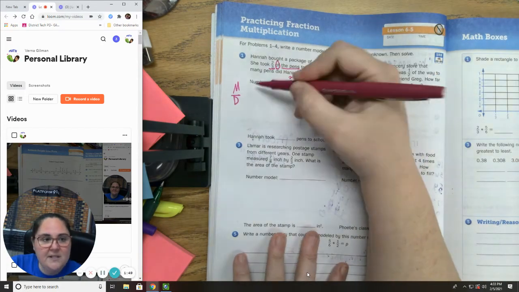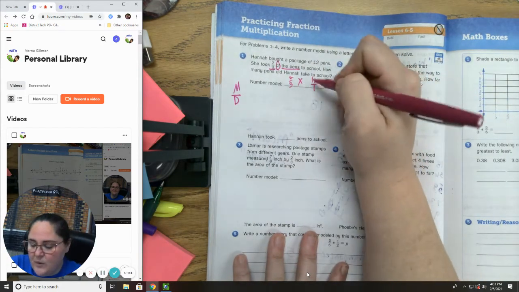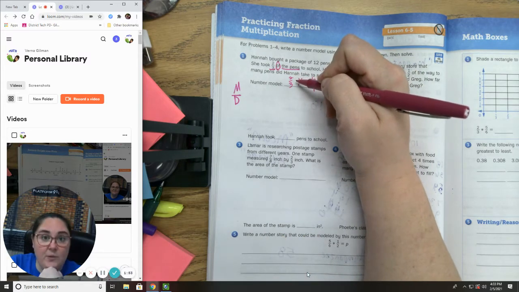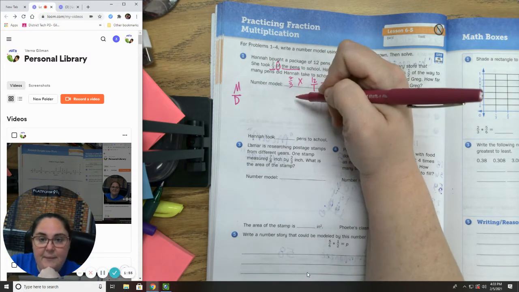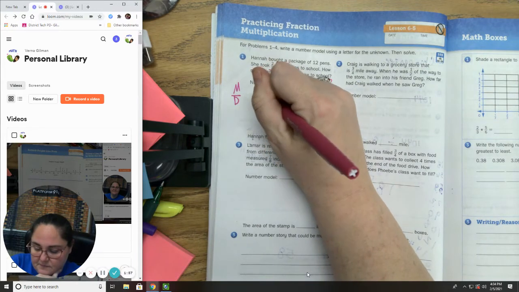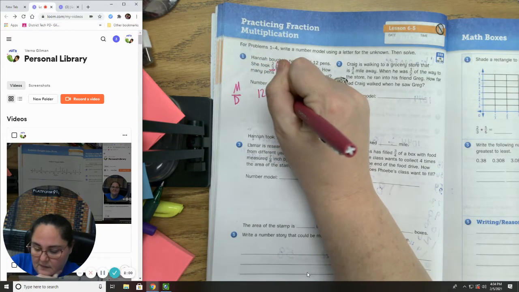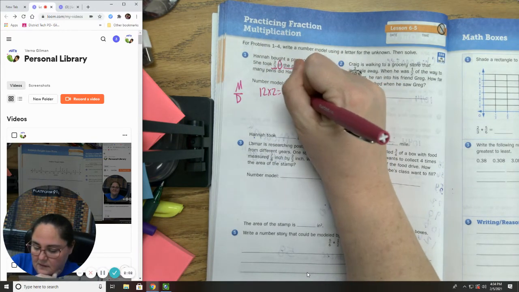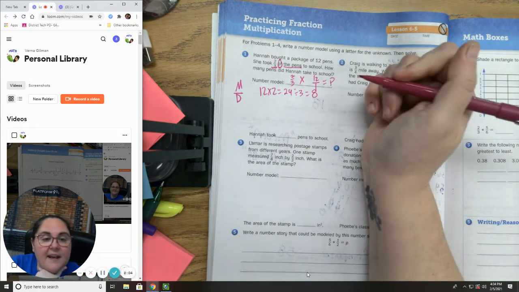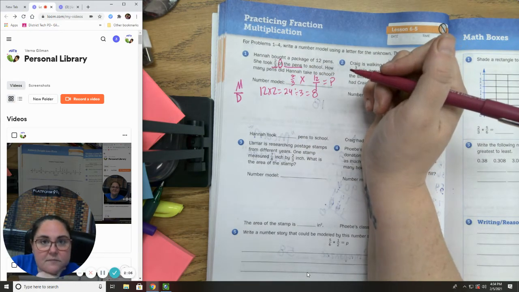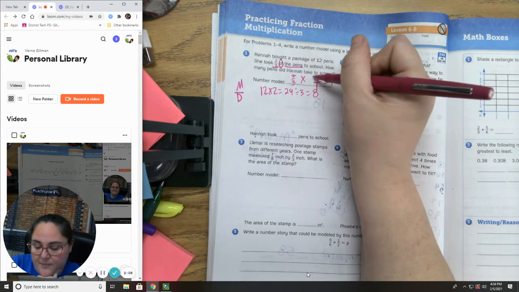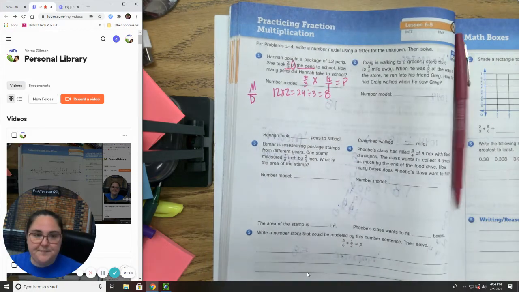So when I multiply by the top, divide by the bottom: 12 times 2 is 24. Divided by 3 is 8. That's how I got that answer. I multiply by the top and then divide by the bottom.